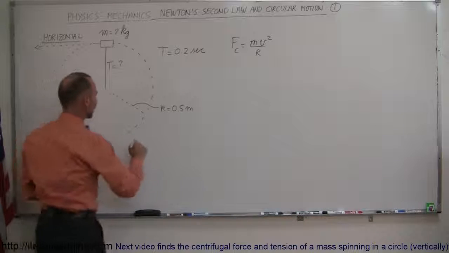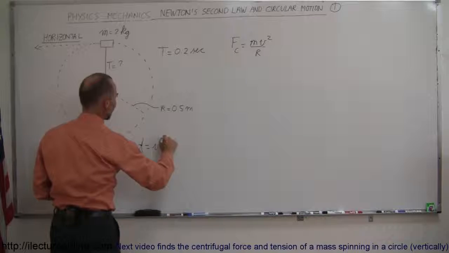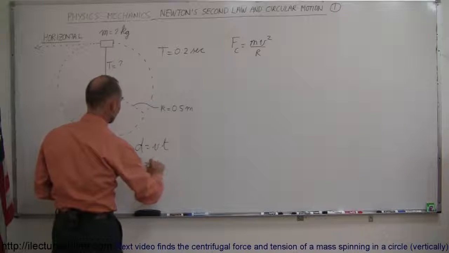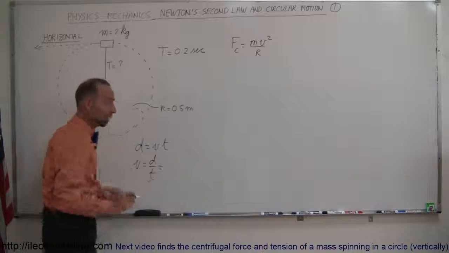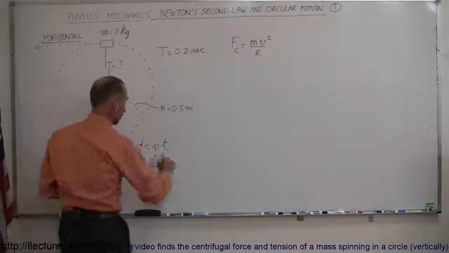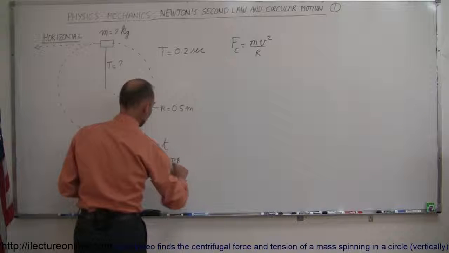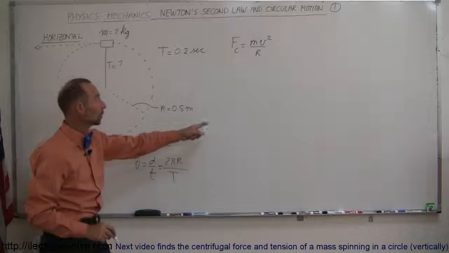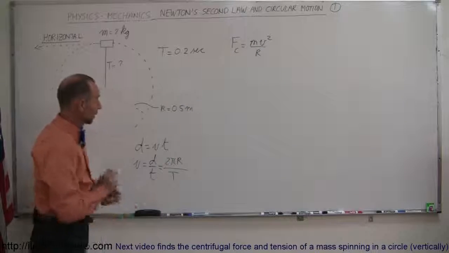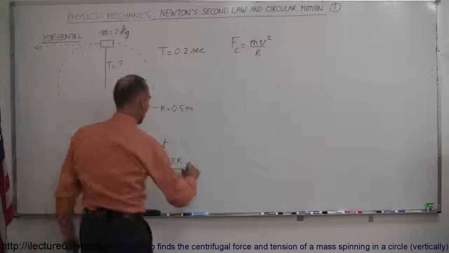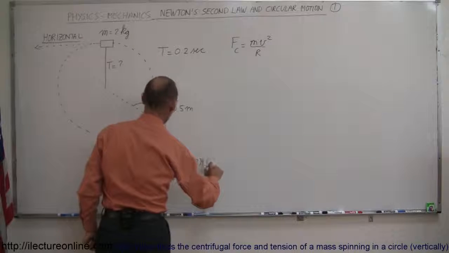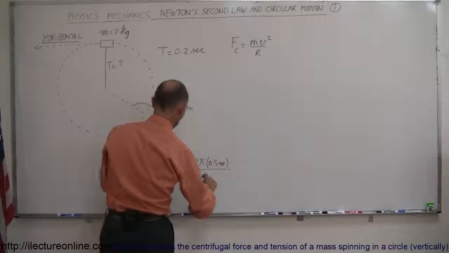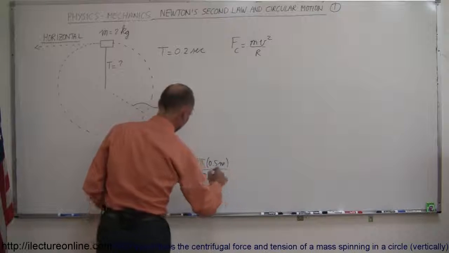So for that we can say that distance is equal to velocity times time, or velocity is equal to distance divided by time. In the case of a circular path, the distance would be the circumference, 2 pi times the radius, divided by the time, which is the period. So that's how we find the velocity, which we'll then plug in here. Okay, 2 pi r, so that would be equal to 2 times pi times the radius of 0.5 meters, divided by the period of 0.2 seconds.